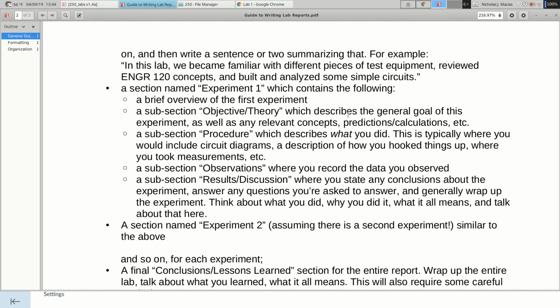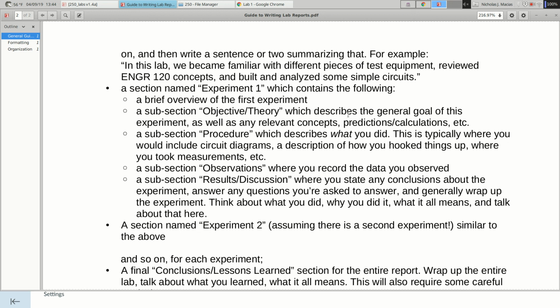And then I want a section called experiment 1. And you go ahead and you describe experiment 1. So experiment 1 should have the following sections: an overview of the experiment. Okay, so in experiment 1, I don't remember what experiment 1 was anymore, but in experiment 1, we're building a circuit and measuring some voltages, blah, blah, blah.